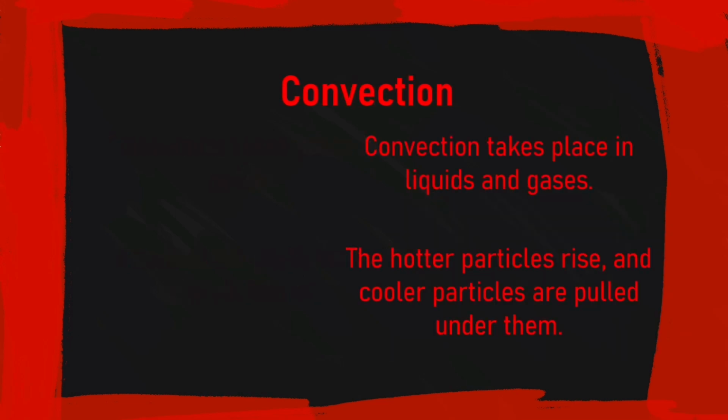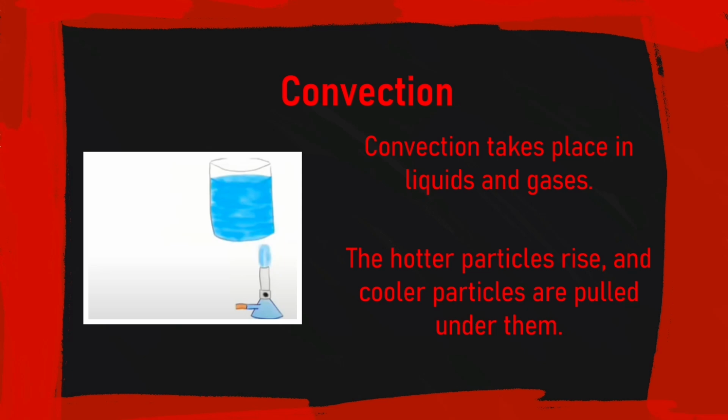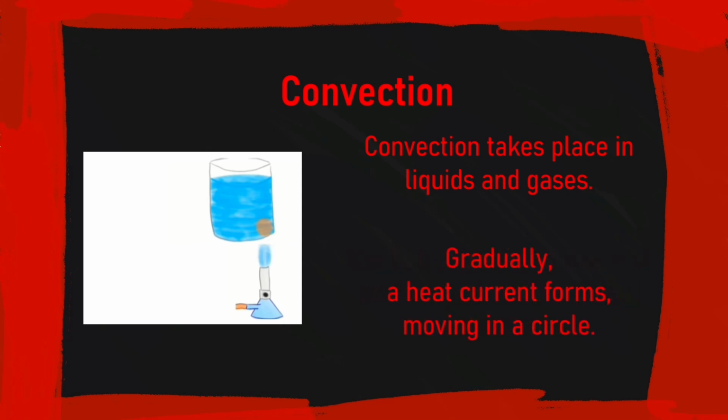Convection. Heat travels through liquids and gases by convection. When particles get hot, they rise, and colder particles are drawn into the space they leave behind. Gradually, a convection current of particles moving in a circle is formed. This circular motion eventually spreads the heat throughout the liquid or gas.